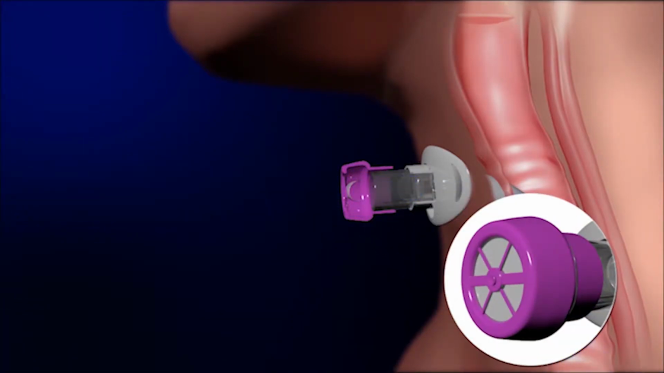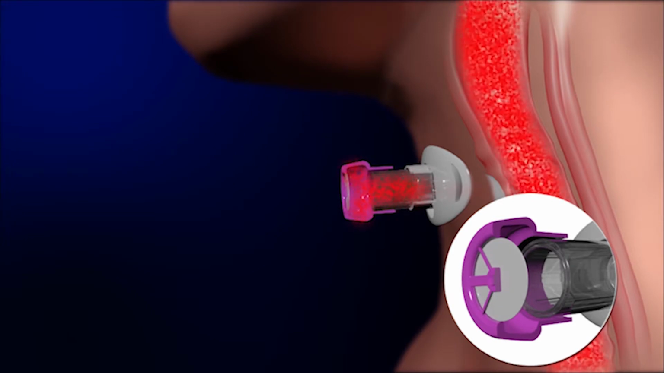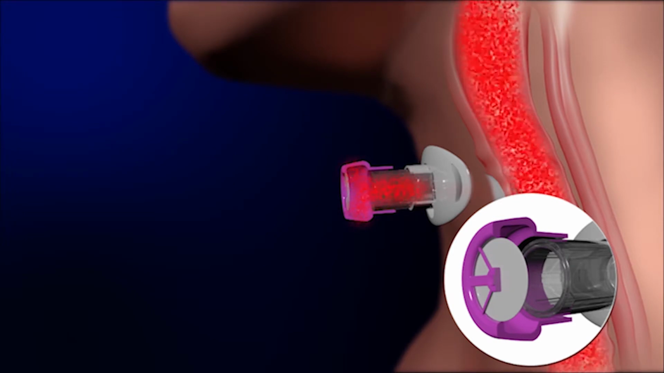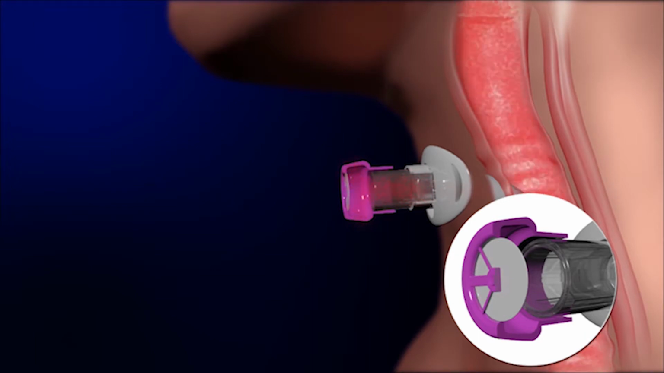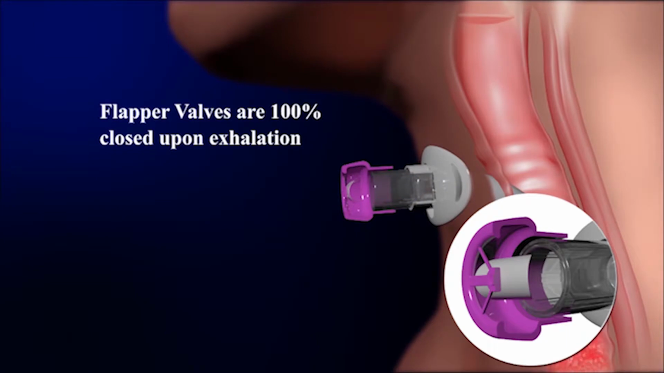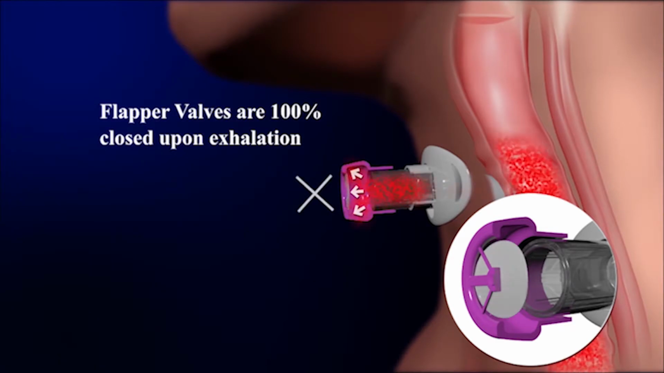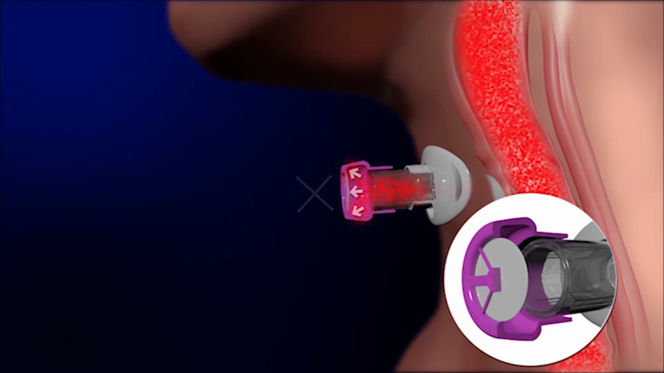Upon exhalation, the airflow is reversed and the membrane closes with no air leak, causing redirection of airflow through the upper airway. These flapper valves are always 100% closed upon exhalation, a feature that is called bias closed, which means that zero air is allowed to go through the speaking valve upon exhalation.